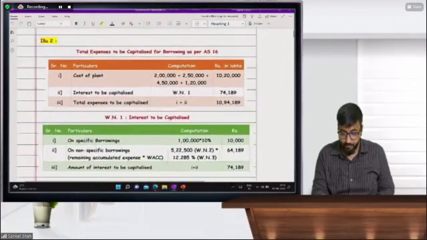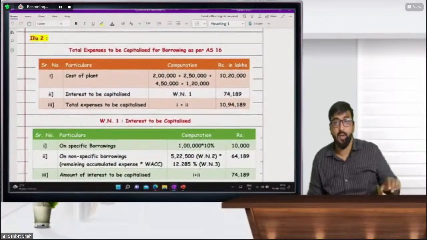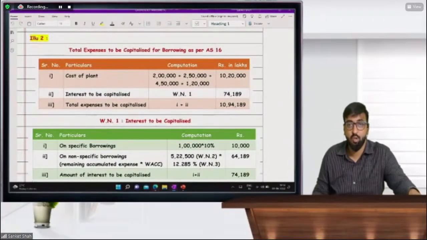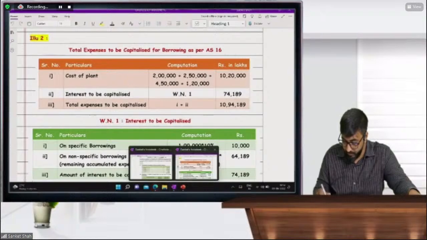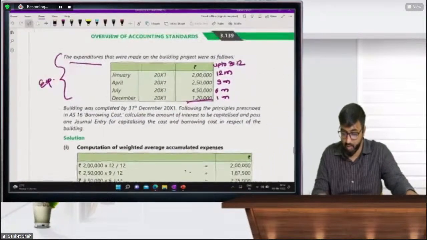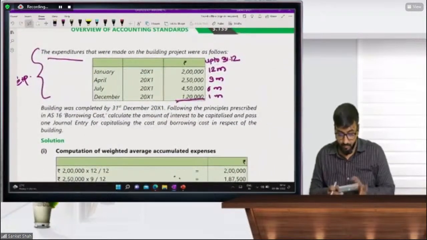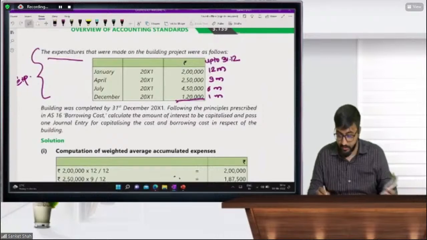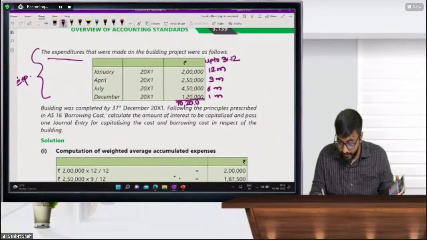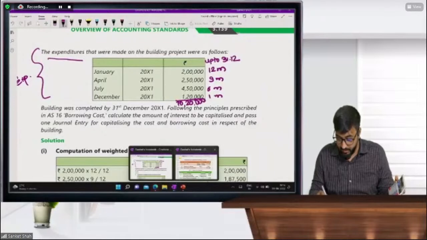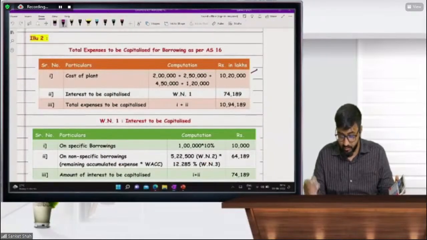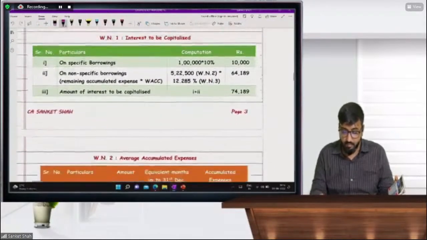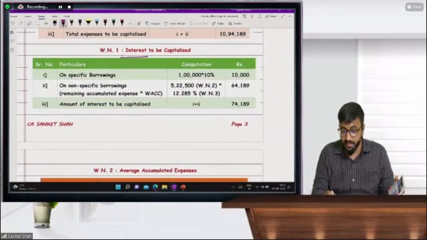Okay, so see the answer part. Now what is the cost of plant? You can take the total of this cost of plant: 200 plus 250 plus 450 plus 120. So what is the cost of plant? It is 10,20,000. So see the answer, it's 10,20,000. Now, what is the interest to be capitalized?